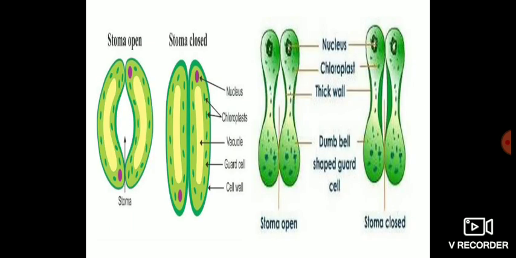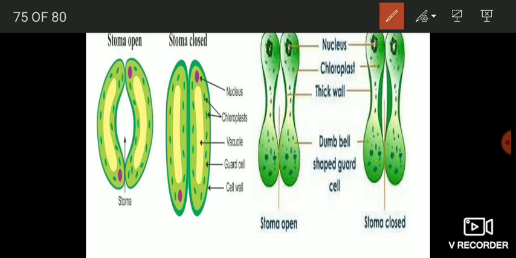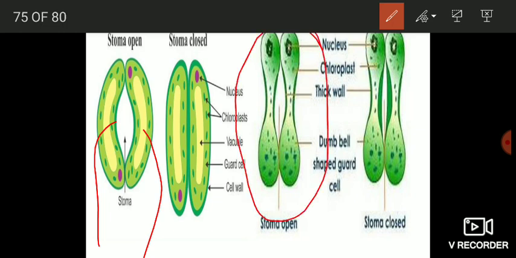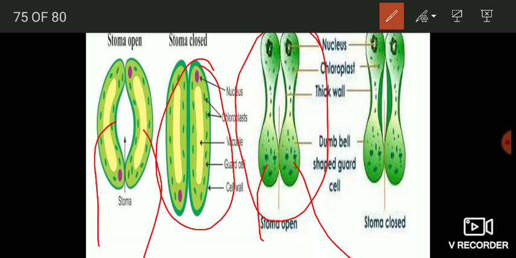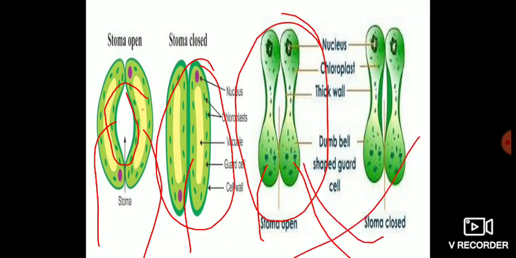Here you can see these are the stomata. Here we have the two kidney-shaped guard cells in case of dicots. In grasses, the guard cells are dumbbell shaped. When the guard cells lose water, their pore gets closed, and when they absorb water, their pore opens. And same is the case with the guard cells of these grasses.